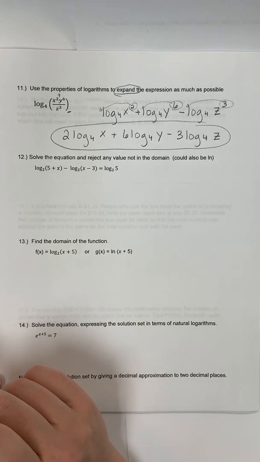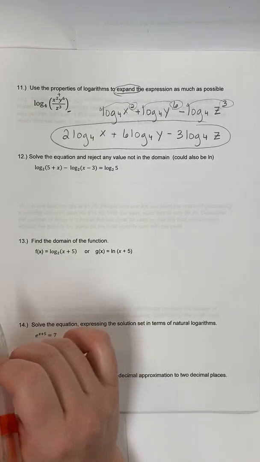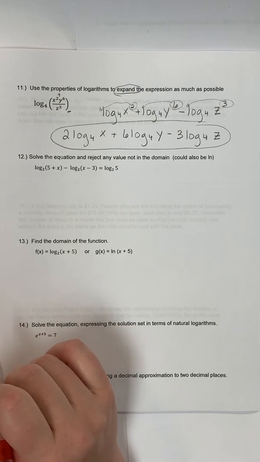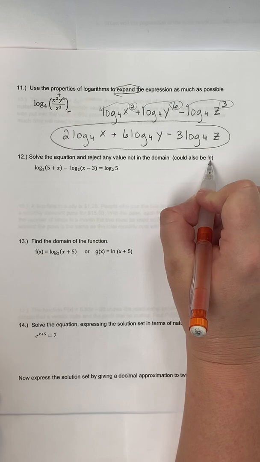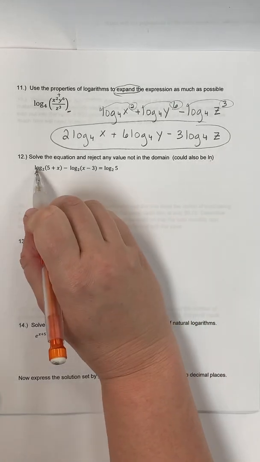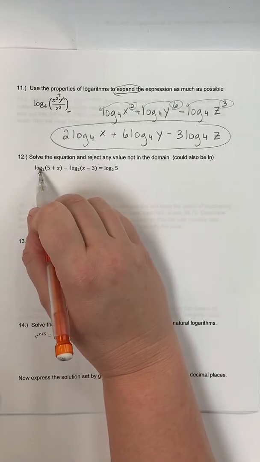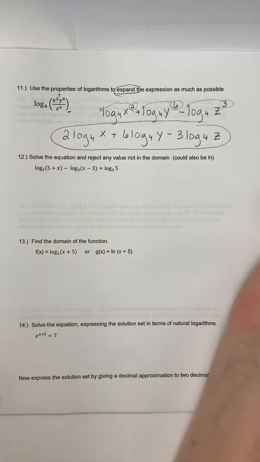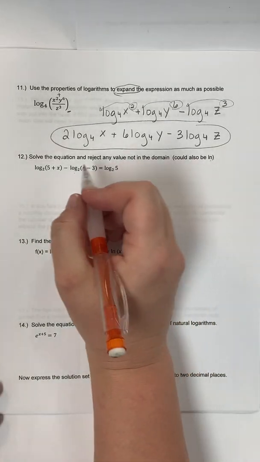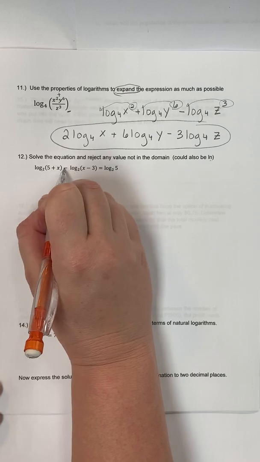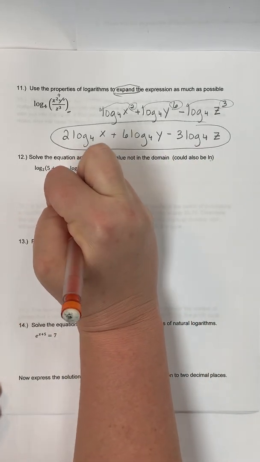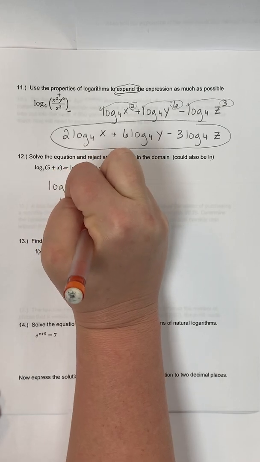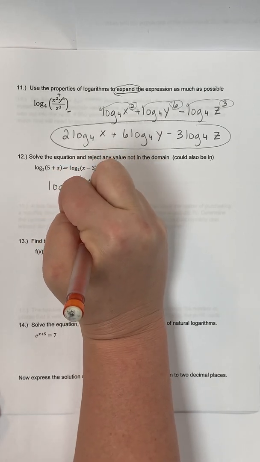Okay. All right, number 12. Solve the equation and reject any value not in the domain. Could also be ln. ln is the natural log. In case you don't see log, in case you just see ln, same situation. Okay. Well, since I notice these have the same base and they're subtracted, I'm going to rewrite that as a division.